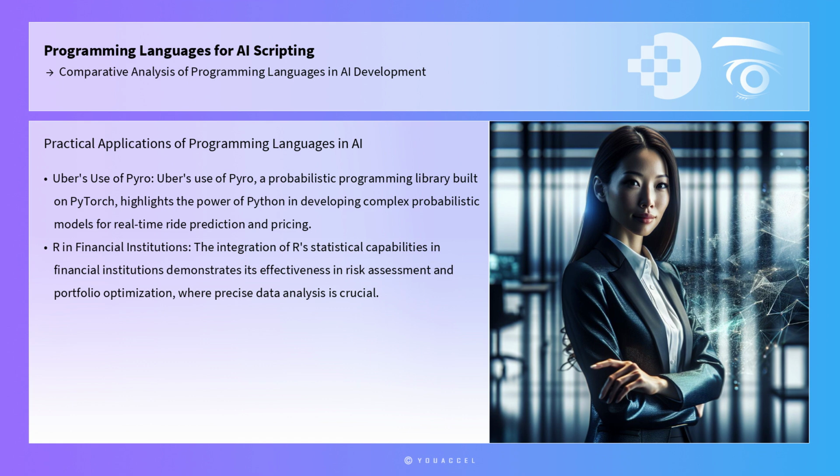Real-world case studies further illustrate the practical applications and benefits of these languages in AI development. For instance, Uber's use of Pyro, a probabilistic programming library built on PyTorch, highlights the power of Python in developing complex probabilistic models for real-time ride prediction and pricing. Similarly, the integration of R's statistical capabilities in financial institutions demonstrates its effectiveness in risk assessment and portfolio optimization, where precise data analysis is crucial.